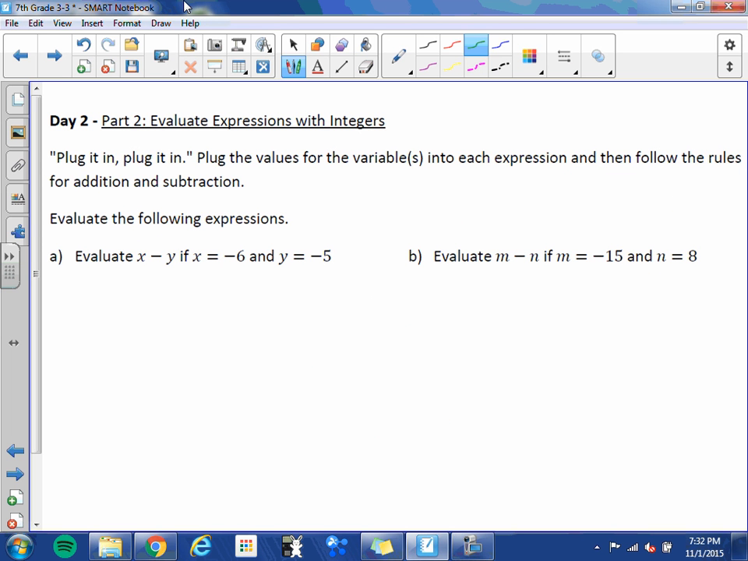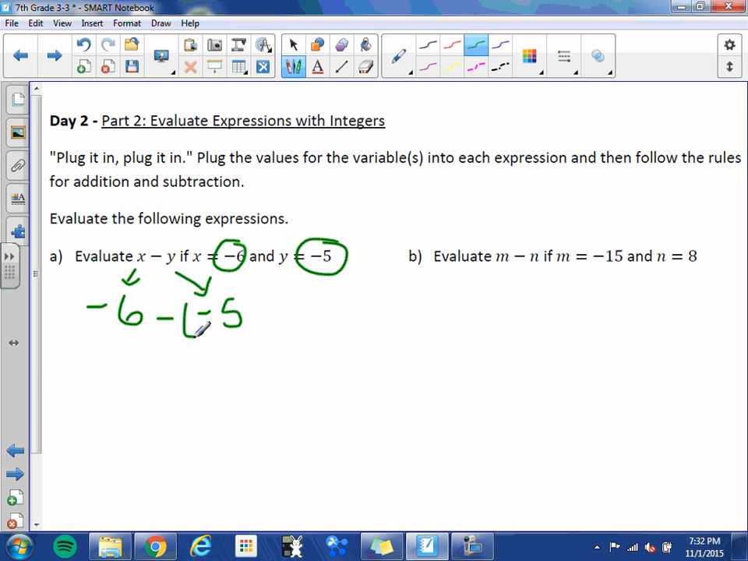Evaluate expressions with integers. Plug it in, plug it in. Plug the values for the variables into each expression and then follow the rules for addition and subtraction. Evaluate the following expressions. So we have x minus y. X is negative 6, so in place of x we will put negative 6. Bring down your minus sign, and in place of y we are going to put negative 5.